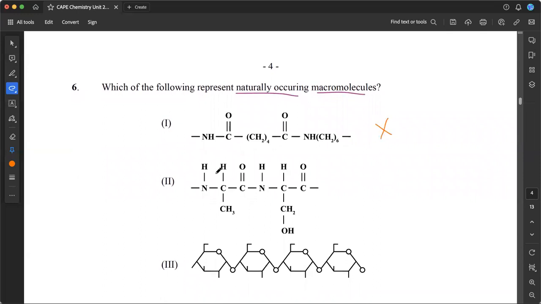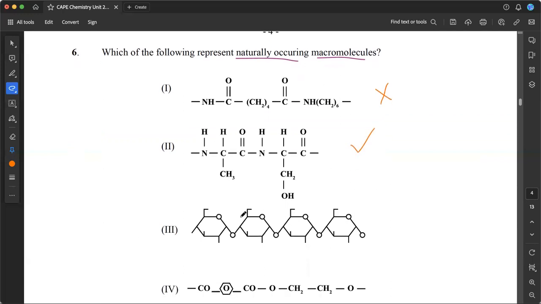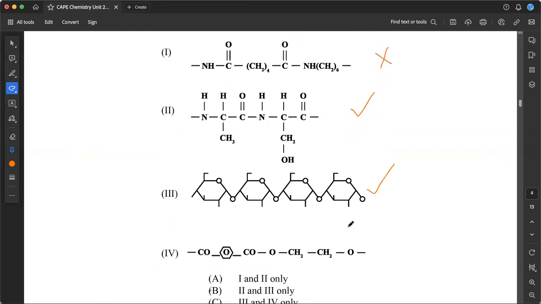Let's look at this one now. This one looks to be an amino acid of some sort. And in the one case, this amino acid has a methyl group as a side chain. And in this case, this one has an alcohol as a side chain. So this is an amino acid, and those are naturally occurring. So that could work, right? And when we look at this one, we see that this looks to be a polysaccharide of some sort. And we know that polysaccharides are naturally occurring. So that could work as well, right?